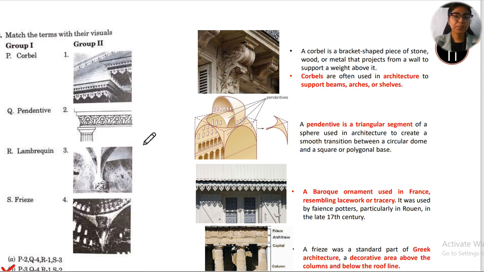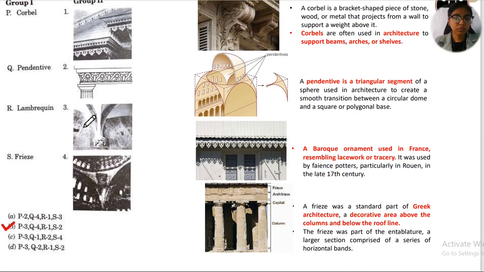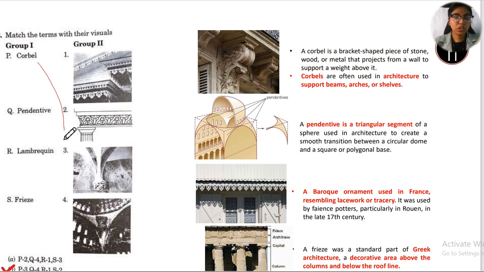Next question is, this is also a match the following type of question, in which in group 2 you have been given some images and in group 1 you have been given some names, and these are all architectural elements of the building. So the first one is your corbel. So this is your corbel.